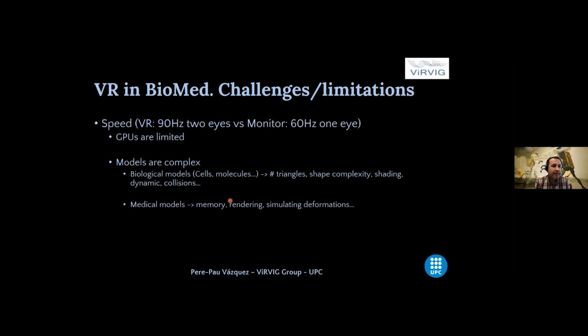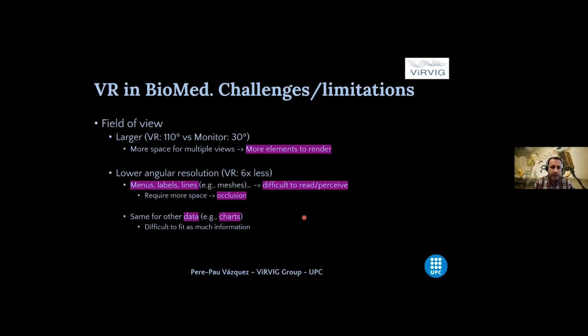Things that are limiting, so some challenges for medical visualization, is the speed, because we need to render at high speed, and biological models, cells, molecules have a lot of triangles, shape complexity, shading, dynamism, collisions, and so on, which makes this very slow or difficult to get higher frame rates. And the medical models have problems with memory, especially volumetric models. Also, the rendering methods are very intensive in GPU, and also things such as simulating deformation. So since the speed is something difficult to achieve, it's difficult to use this in medical.